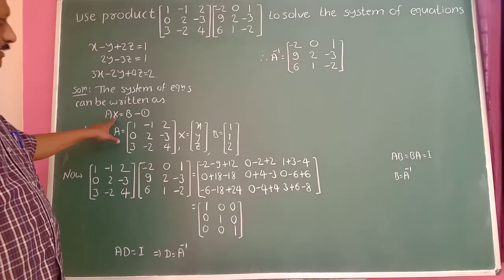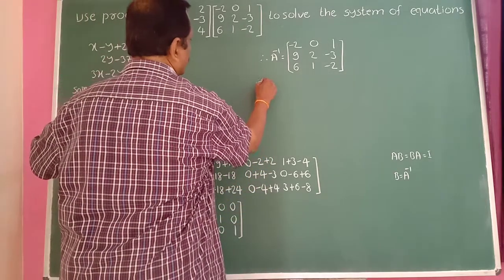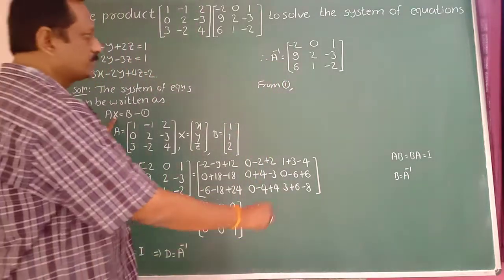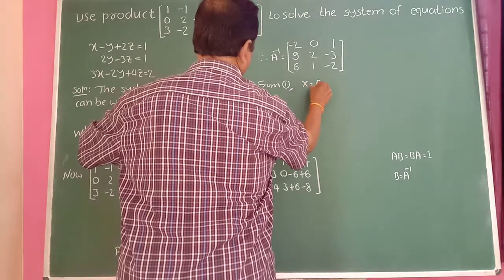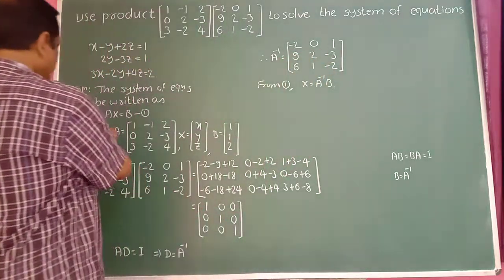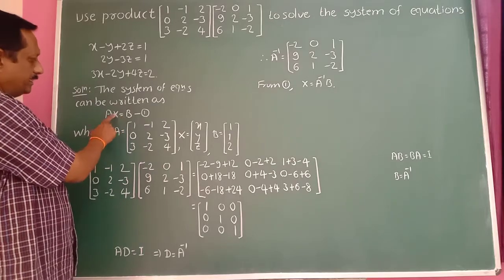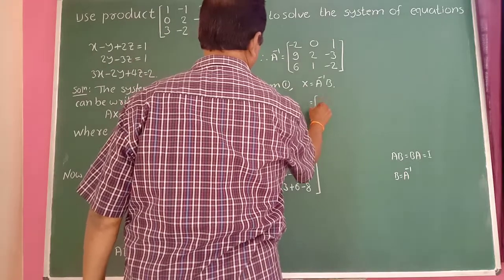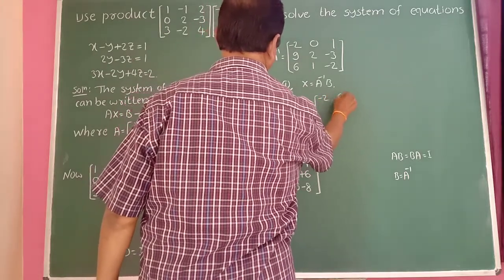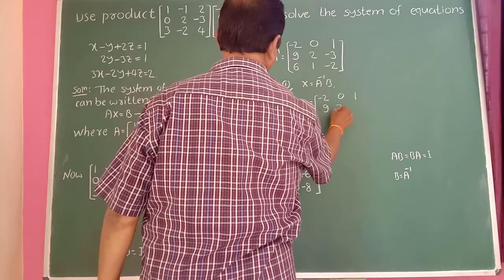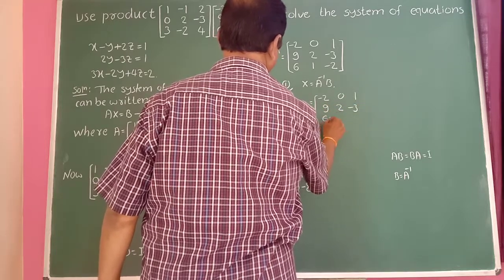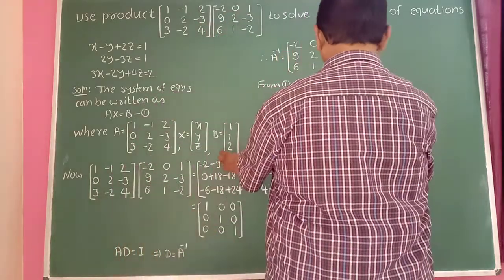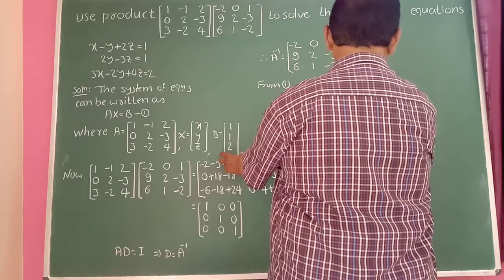So use equation 1 now. Okay, from 1 here. So x is equal to A inverse into B here. Just take A that side here, it becomes A inverse here. X equal to A inverse into B. Here A inverse is this matrix here. So minus 2, 0, 1 here. Then 9, 2, minus of 3, 6, 1, minus 2 here. Into the matrix B is this one here. So right here 1, 1 and 2 here.